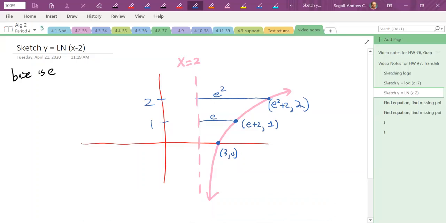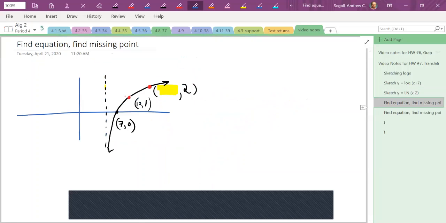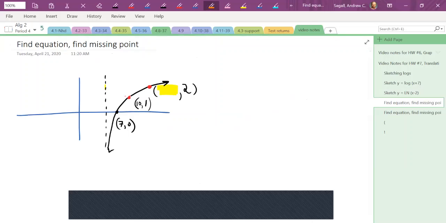So now let's go in the opposite direction. What if I already have a graph made, and I need to create an equation, and I need to find what the missing points are? Well, let's take a look. The x-intercept is at (7, 0). I know that the x-intercept is always 1 unit away from the asymptote, so the asymptote must be at 6.